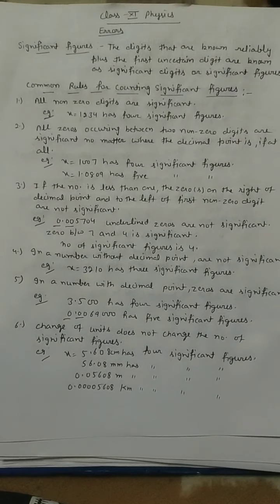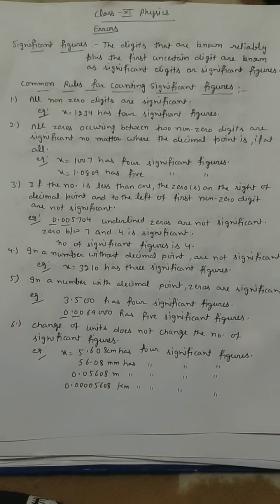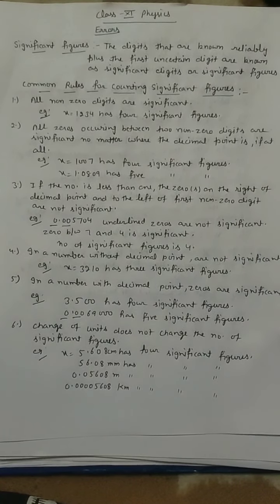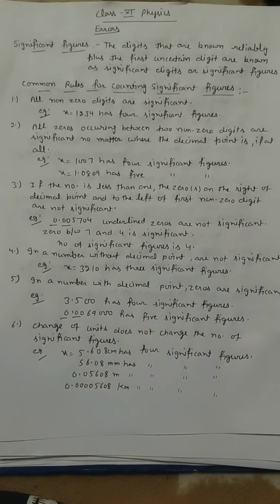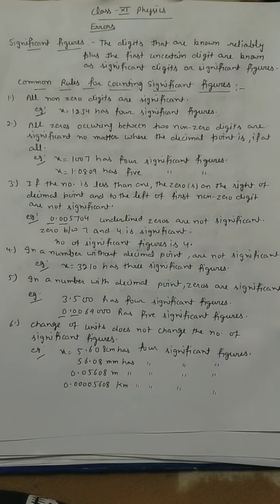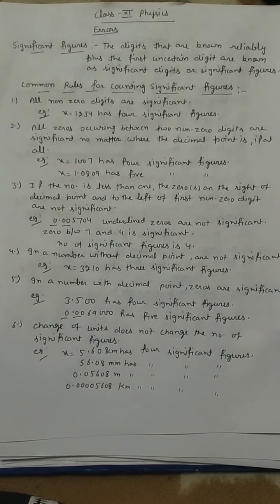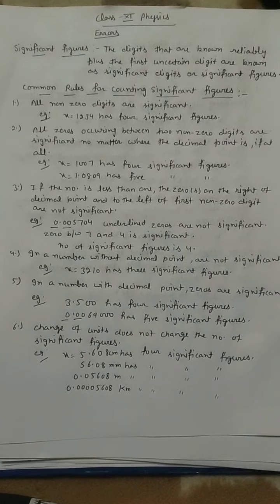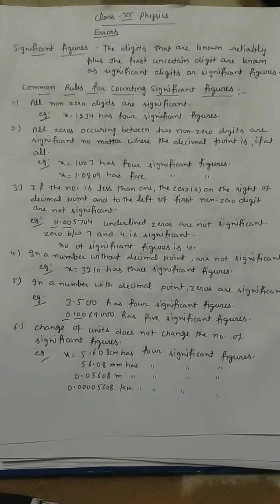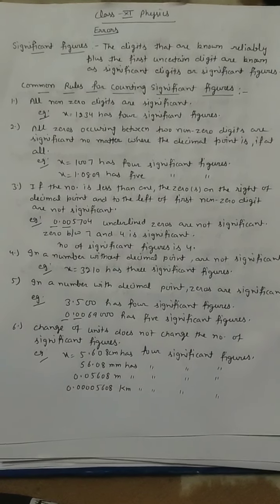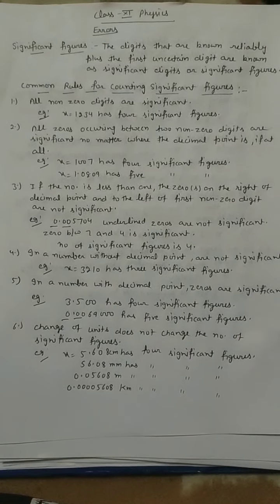The topic of this is significant figures. Now, what is a significant figure? The digits that are known reliably, plus the first uncertain digit, are known as the significant digits, or you can say significant figures. The rules for how we count the significant figures.